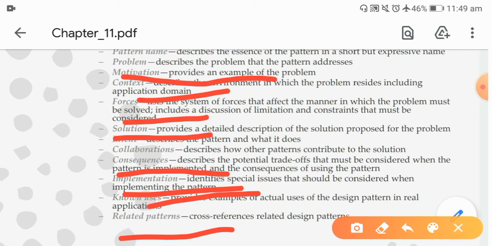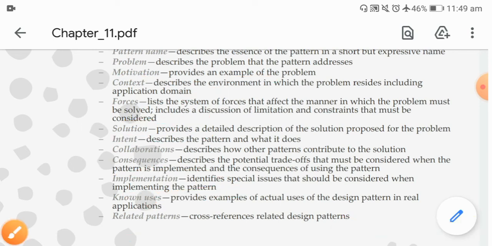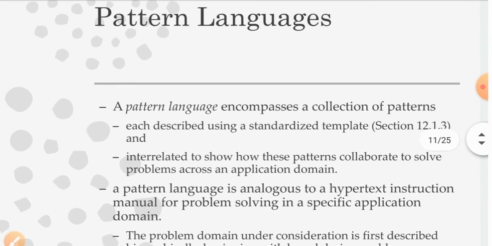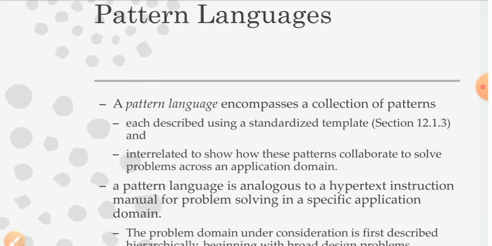Next one is the related patterns. That is, cross references to related design patterns. That is, for the LIC policies and for the FDs, what type of relations you are going to represent. Now next one is the pattern language. We will see what type of languages there are for the pattern. A pattern language encompasses a collection of patterns, each described using a standard template and interrelated to show how these patterns collaborate to solve problems across an application domain.